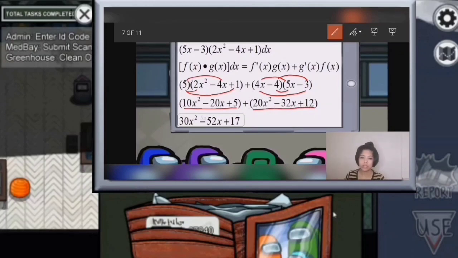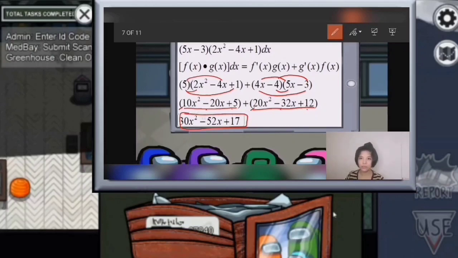After that, we will be combining the like terms. So 10x squared plus 20x squared is equals to 30x squared. Then, negative 20x plus negative 32x is equals to negative 52x. Then, 5 plus 12 is equals to 17. So our final answer would be 30x squared minus 52x plus 17.